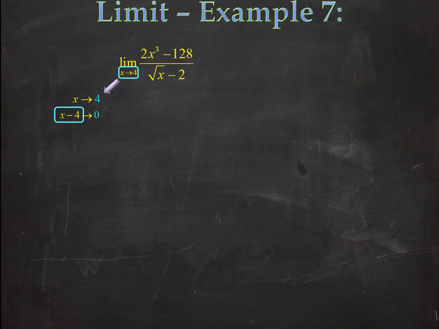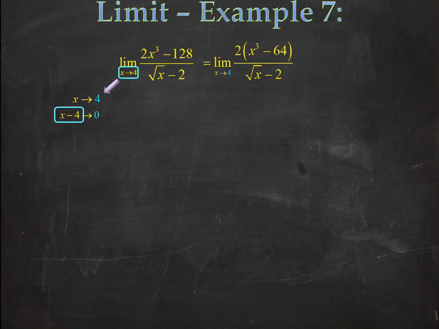Now, if we look at our expression, the first thing you may want to do is look at the numerator and factor out the 2. And that gives us a clue that I see I've got an x cubed minus 64. So it looks like I've got a difference of cubes on the numerator. But on the denominator, I have the square root of x minus 2.